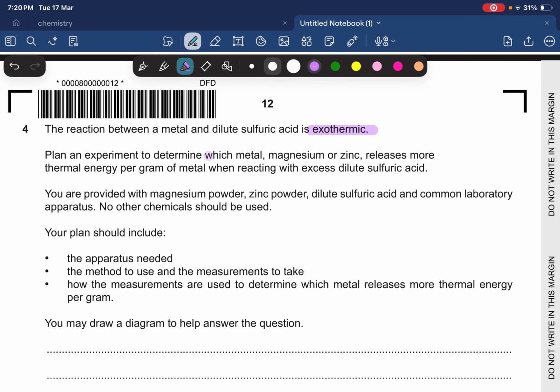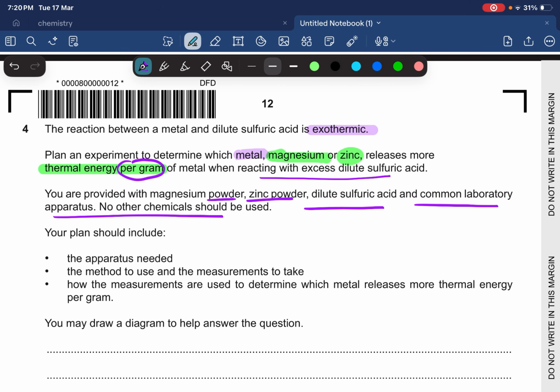Plan an experiment to determine which metal. We're given 2 metals, magnesium and zinc. Which releases more thermal energy per gram? So over here the important words are per gram of the metal when reacting with excess dilute sulfuric acid. You are provided with magnesium powder, zinc powder, dilute sulfuric acid and common laboratory apparatus. No other chemical should be used.